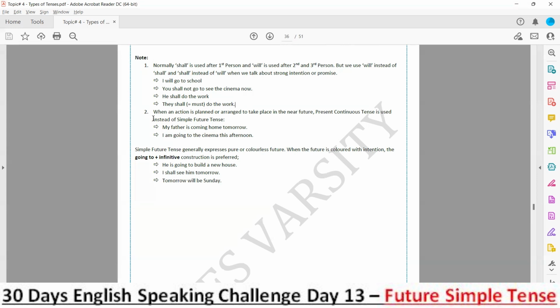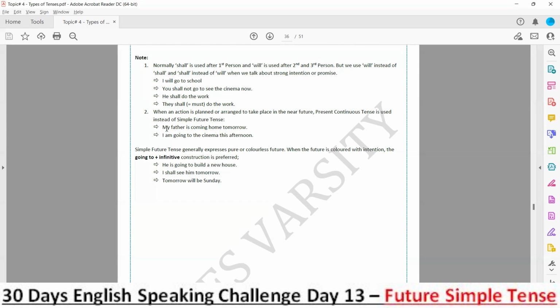Okay. So another example, when an action is planned or arranged to take place in the near future, present continuous tense is used instead of simple future tense. Look at this second point. When an action is planned or arranged to take place in the near future, maybe right after this session, maybe this evening or tomorrow, so a near future, present continuous tense is used instead of simple future tense.